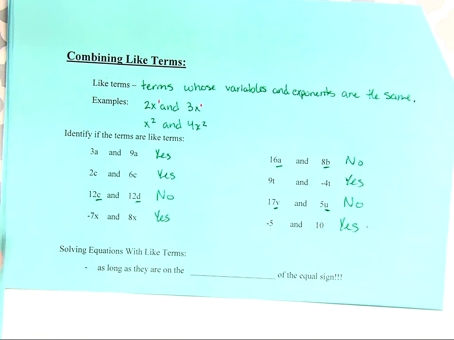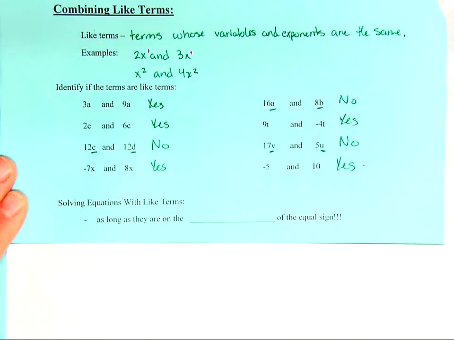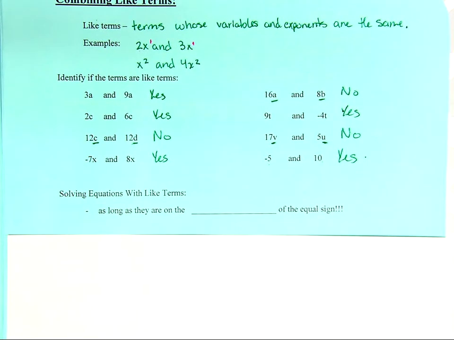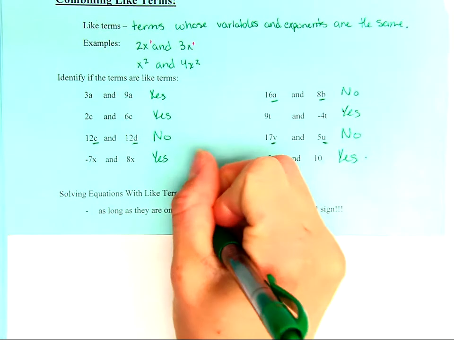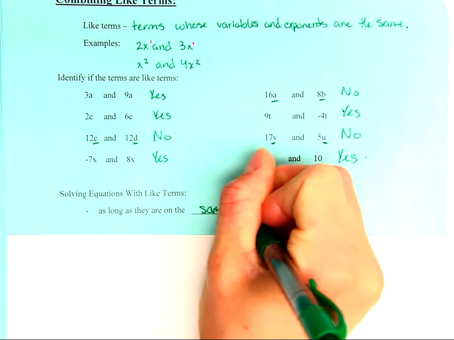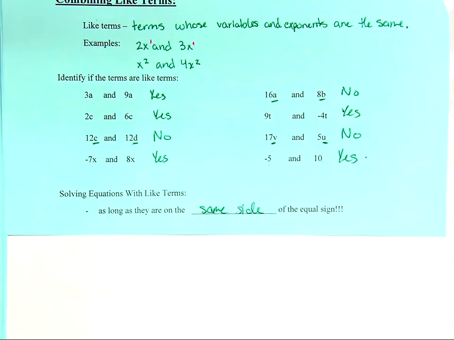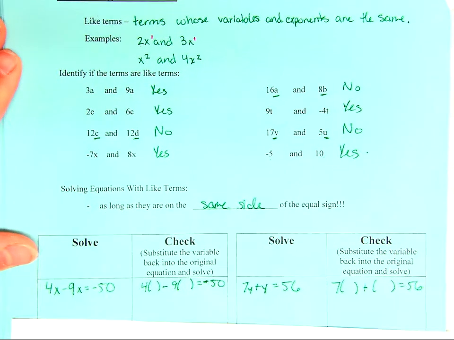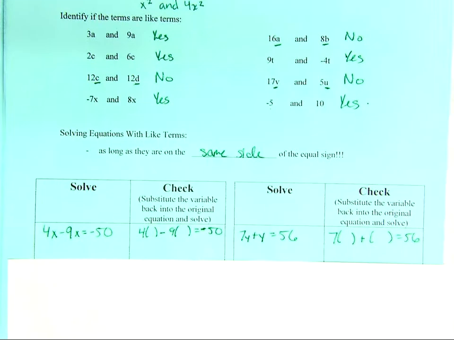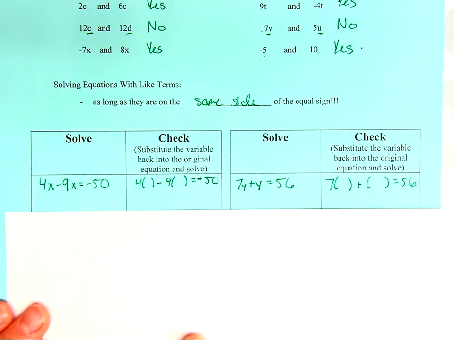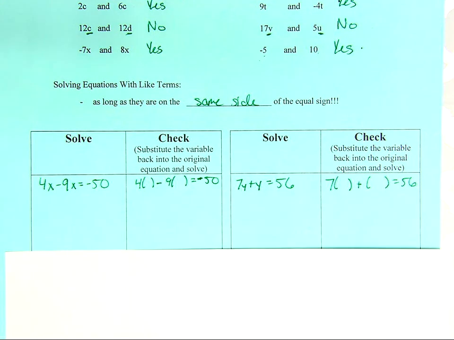Good. So when we are solving equations with like terms, we can only combine them if they are on the same side of the equal sign in our equation. Okay. We will learn later next week what to do if they're on opposite sides. But for today, we can only combine them if they're on the same side. So let's look at a couple examples.